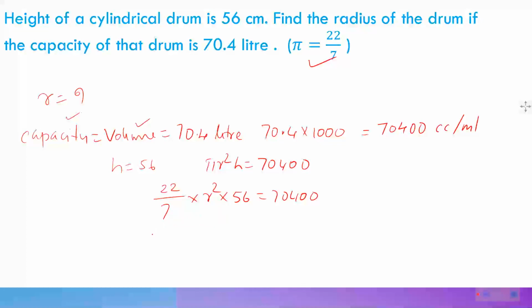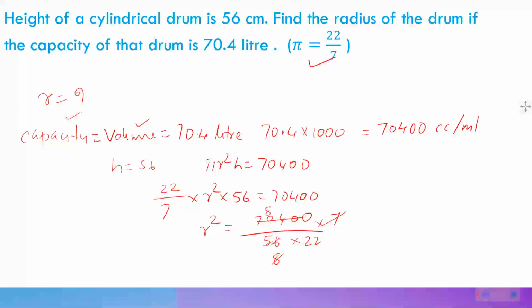That means now the ball is in your court, you will find out r square yourself. Understood? That means r square equals 70400 upon 56 will be in the denominator, 22 will also be there, and it will be 7 over here. It became easy. 8 7s are 56, so it is easy to take 22 into 8. Okay, this 8, I think this is divisible. We will divide it here.